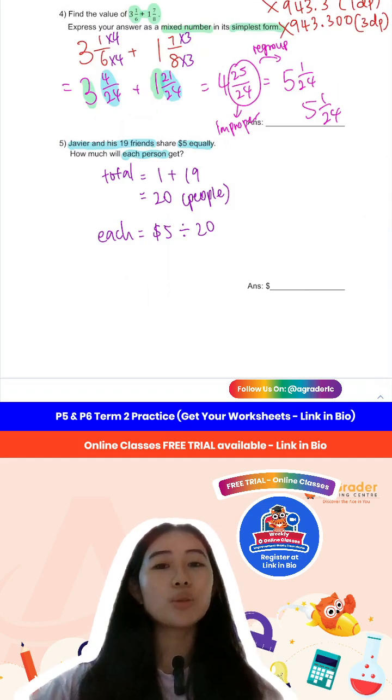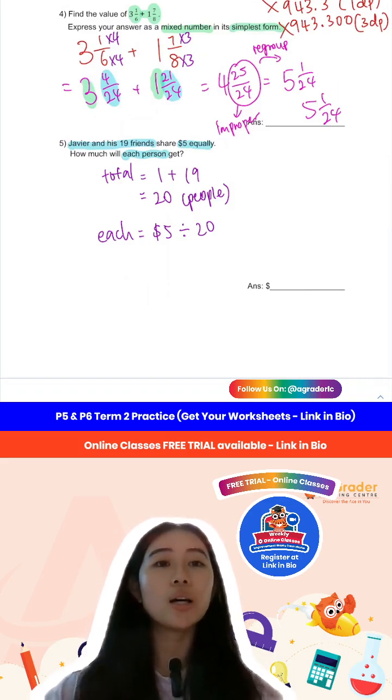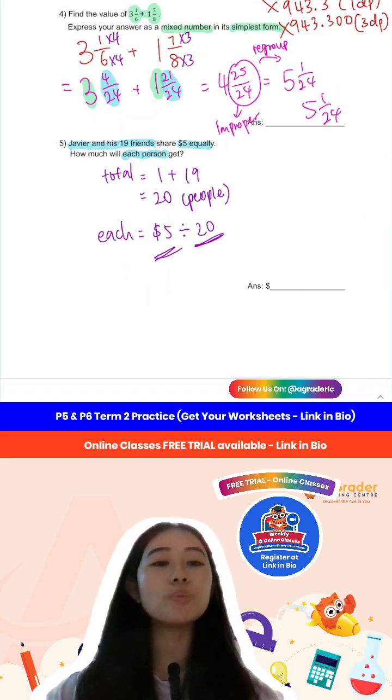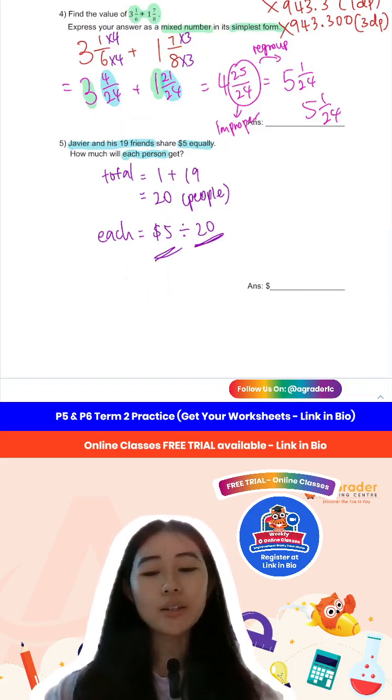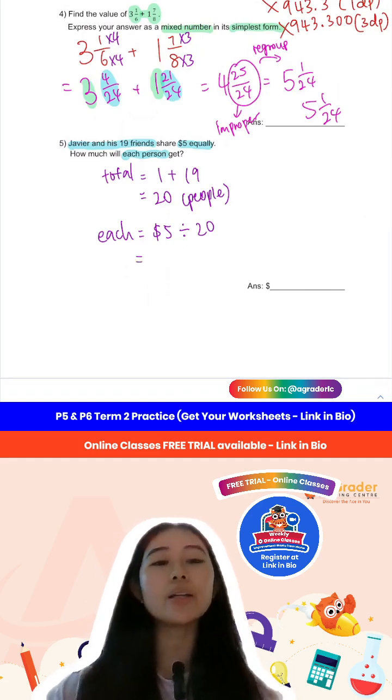Okay, so some of you use 20 divided by 5 to get 4, then that is not correct. So that's the common mistake in this question. The common mistake is thinking that you always need to use the big number divide by the small number, but that's not true. Okay, so in this case, you're supposed to use the smaller number divide by the bigger number.